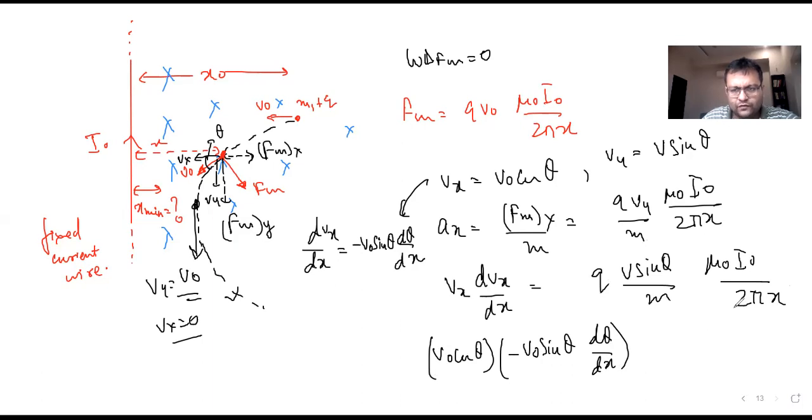So then it comes down to just theta and x now. So now we can get this. Theta will go from 0 to pi by 2 and x will go from x naught to x naught, and that will give you the answer.